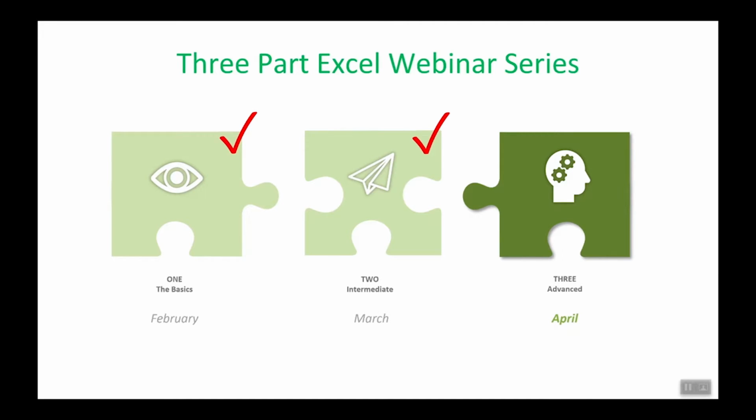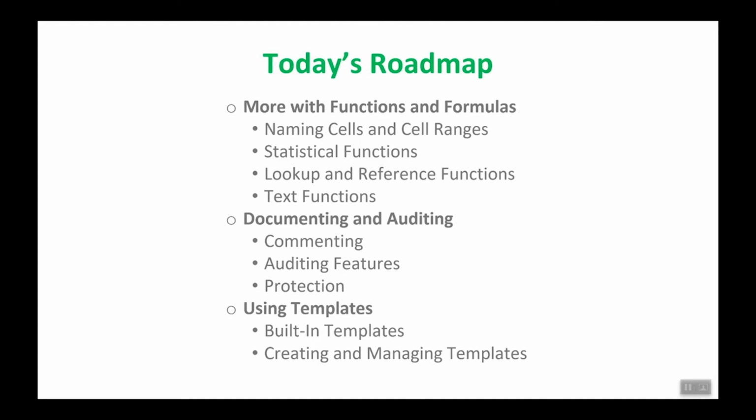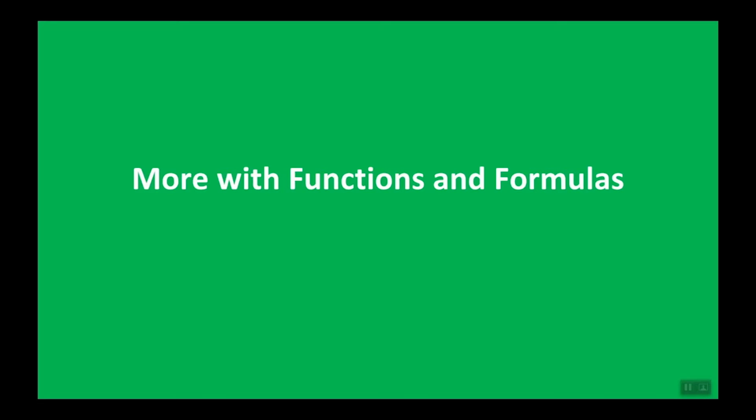Okay, let's get started. Here's our roadmap for today. We'll start out with more on functions and formulas, including naming cells and cell ranges, statistical functions, lookup and reference functions, and text functions. And then it's on to documenting and auditing, and we'll finish up with using templates, how to build them, and how to create and manage them. But first, let's start with where we left off in our intermediate session with more on functions and formulas.